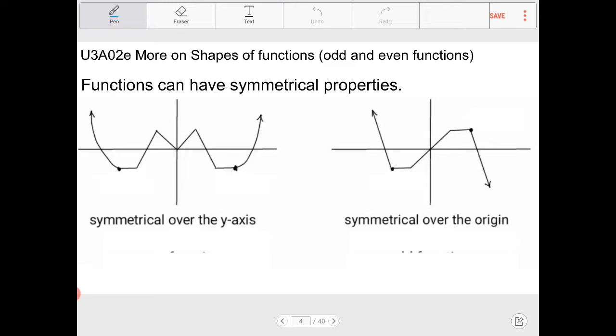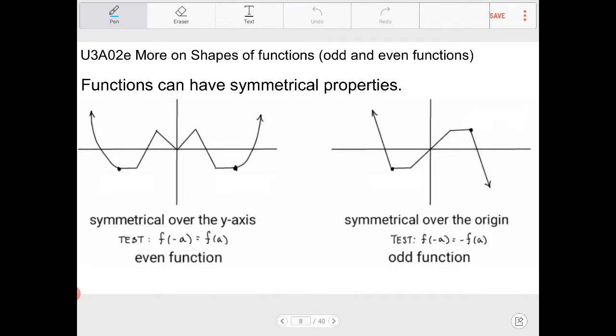So if functions appear to be symmetrical over the y-axis, this is actually classified as being an even function. And if functions are classified as being symmetrical over the origin, or in other words, having 180 degree rotational symmetry, it's classified as being an odd function. So this is nice and all, right?